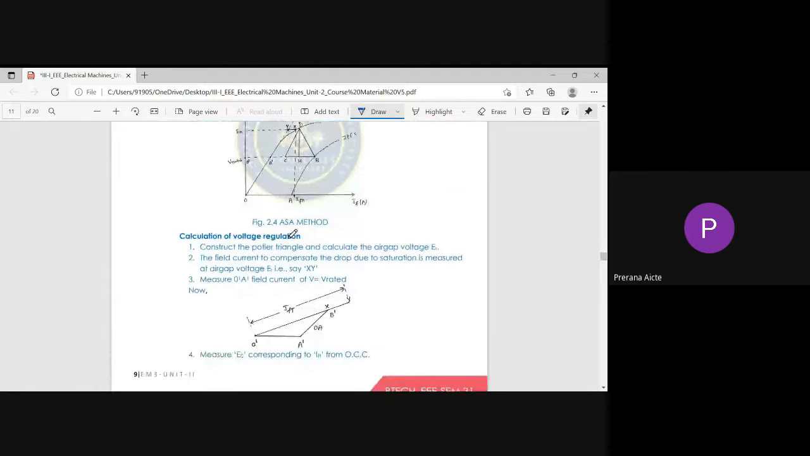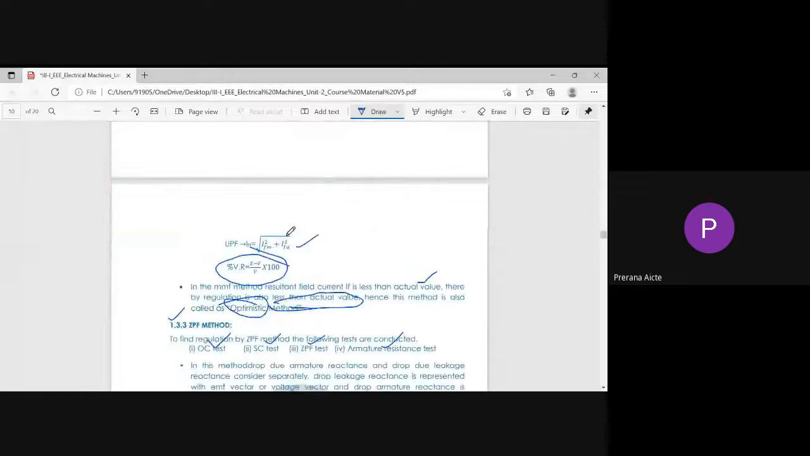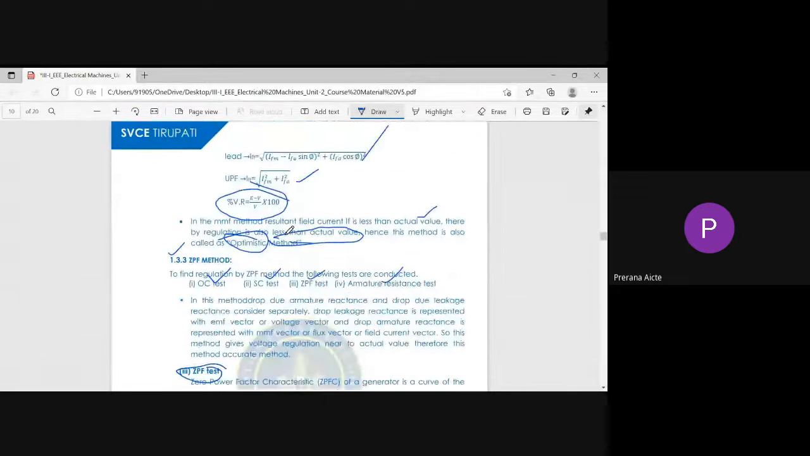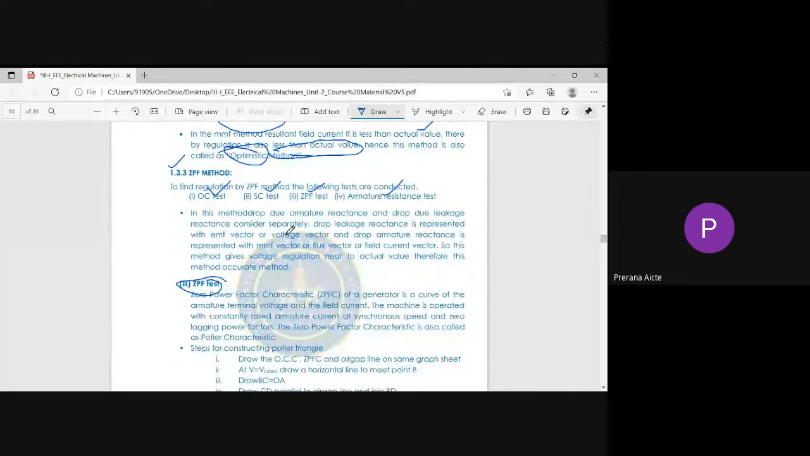Zero power factor test means a pure inductive load is connected to the armature terminals of the alternator. That inductance value is kept at minimum, in the sense that it acts as a short circuit. By adjusting the field current, the rated current still flows through the armature terminals of the alternator.